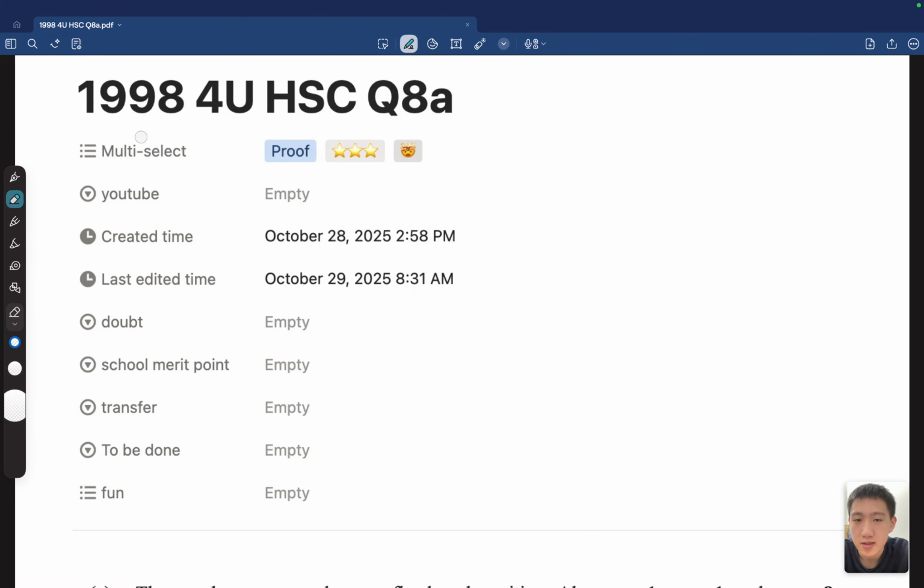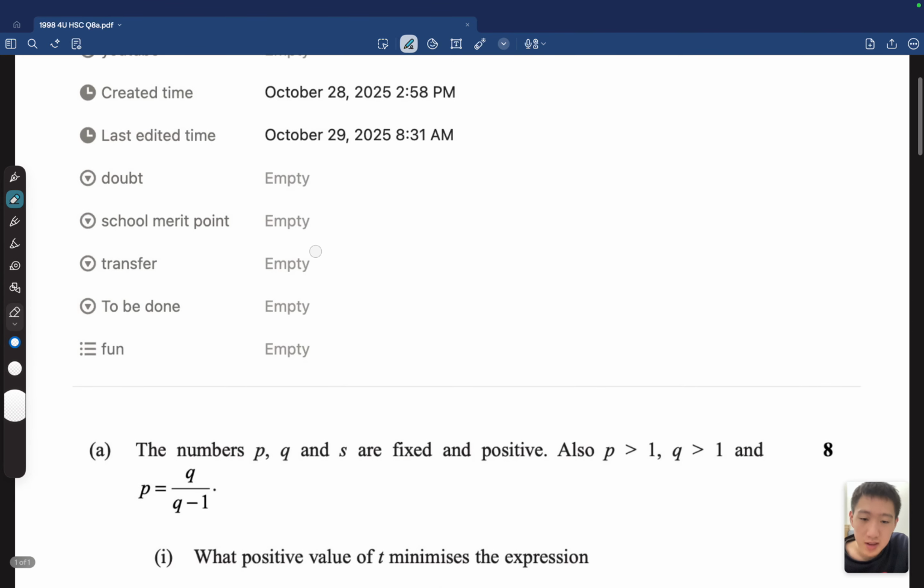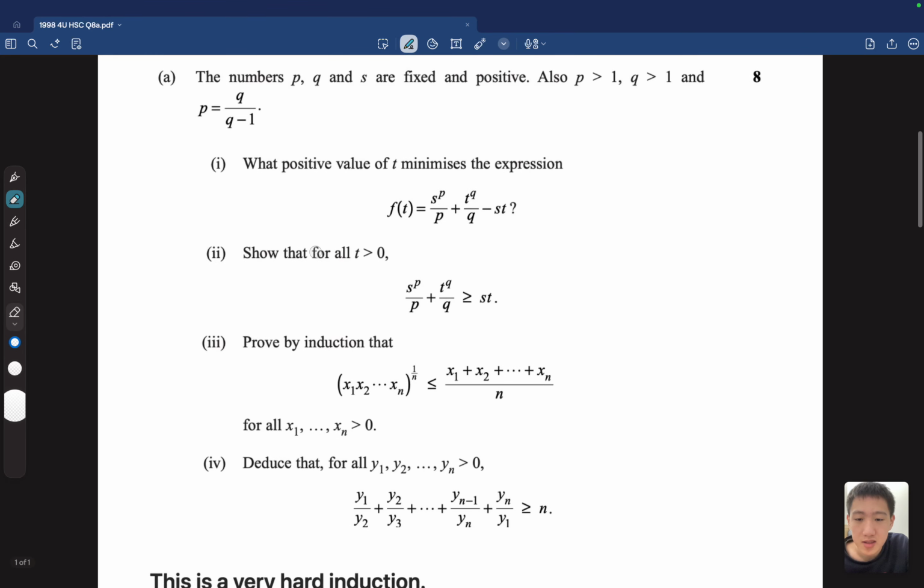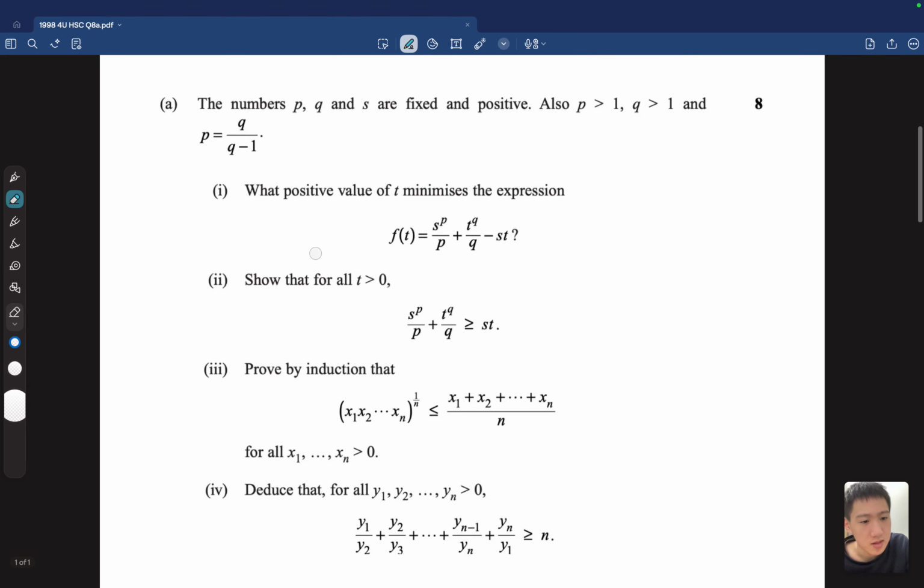Welcome Extension 2 students. Let's look at this hard induction question from the 1998 4 unit paper. Don't scroll away because it's very old. Trust me, it's valuable if you wait to the end and do it. So the question is here, and you can pause to do it by yourself first.